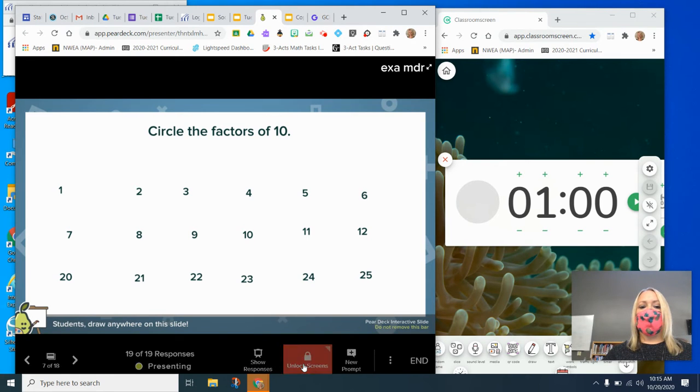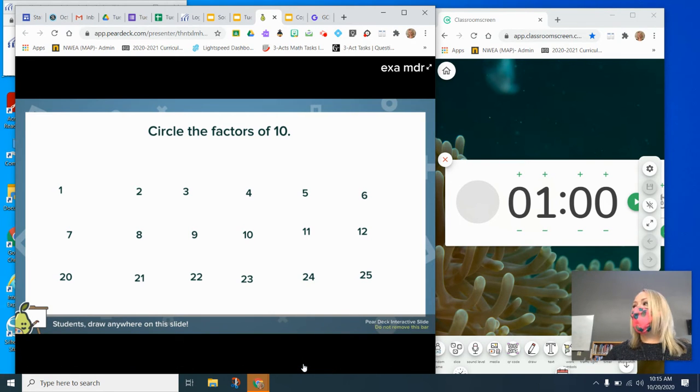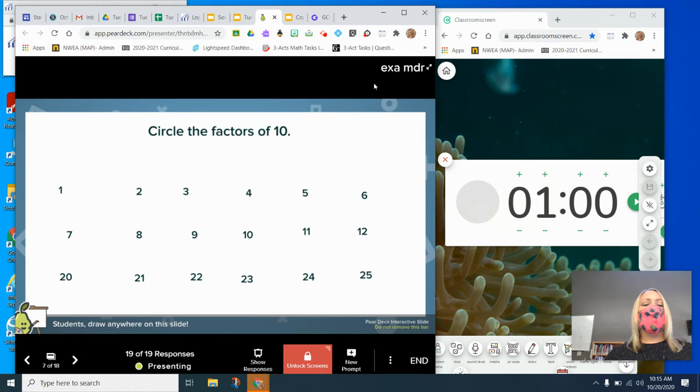Cameron? Good. Did you guys hear Cameron on the other side? Okay, he said he circled 1, 2, 5, and 10. Why did we not circle 20? Avery? Okay, good. 20 is not a factor of 10.